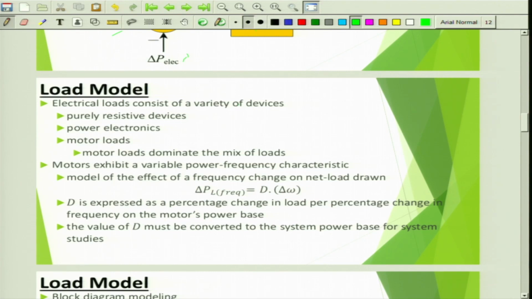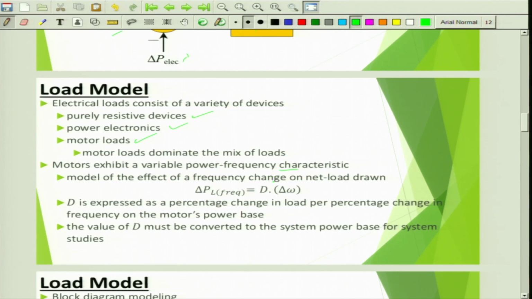Electrical load consists of varieties of devices: purely resistive load, nowadays power electronic loads, which are non-linear loads, and motor loads, dynamic loads, rotating machines. Motor loads dominate the mix of loads basically, because most of the industrial loads are motor loads. Motors exhibit a variable power frequency characteristic.